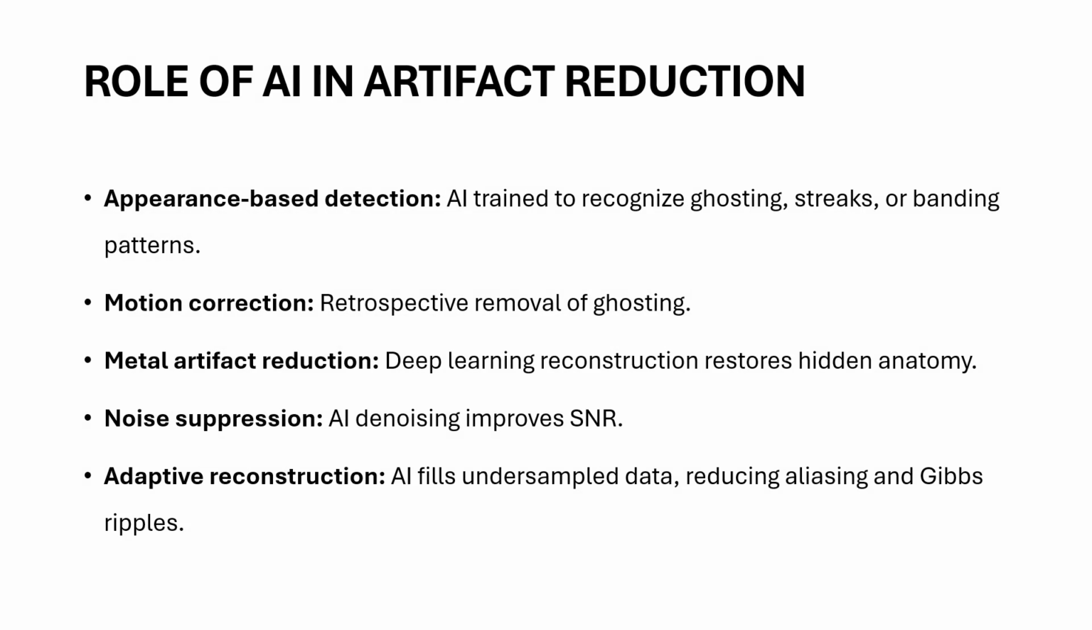Role of AI in artifact reduction, that is appearance based detection. AI trained to recognize ghosting, streaks or banding patterns. Motion correction: retrospective removal of ghosting. Metal artifact reduction by deep learning reconstruction restores hidden anatomy. Noise suppression: AI denoising improves SNR. Adaptive reconstruction: AI fills undersampled data, reducing aliasing and Gibbs ripples.